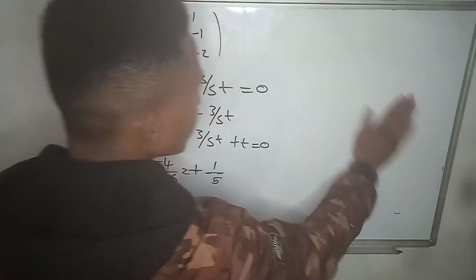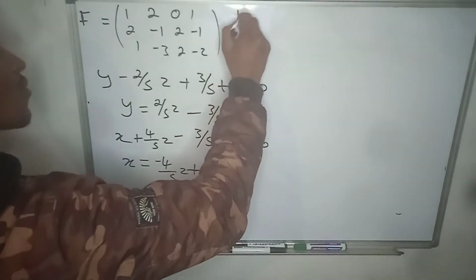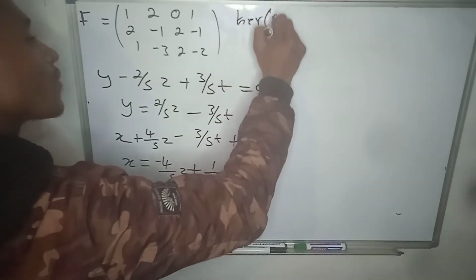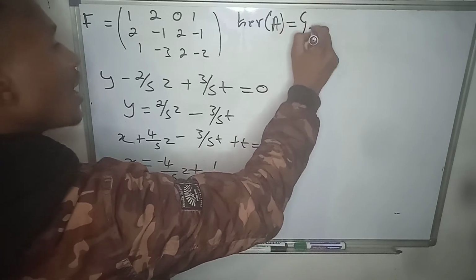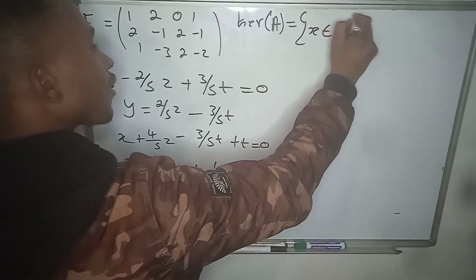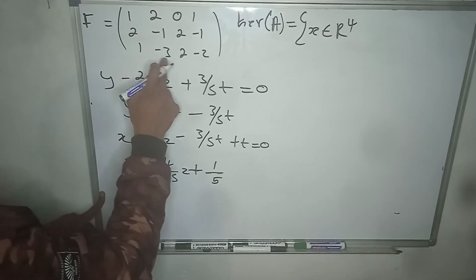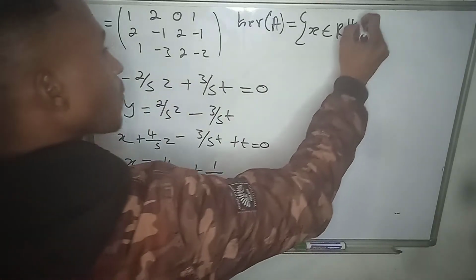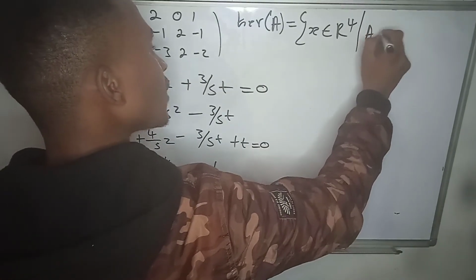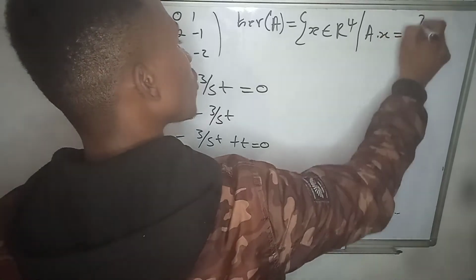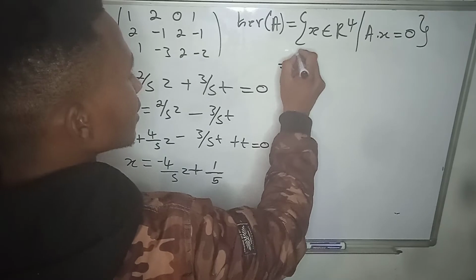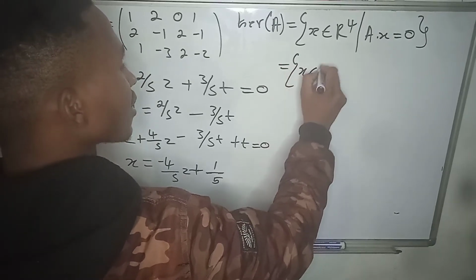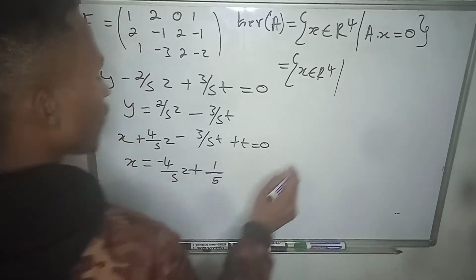So let me read this part. So I can say K of A, it's actually x which belongs in fourth dimension because of x, y, z, t, therefore, which is the null space, which equals to the null space. And this can be said to be x. This is the formula to find kernel.